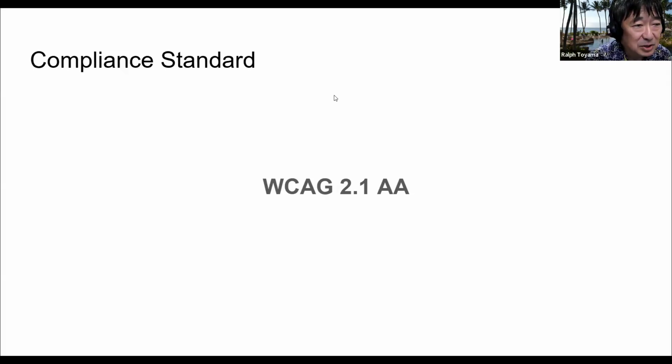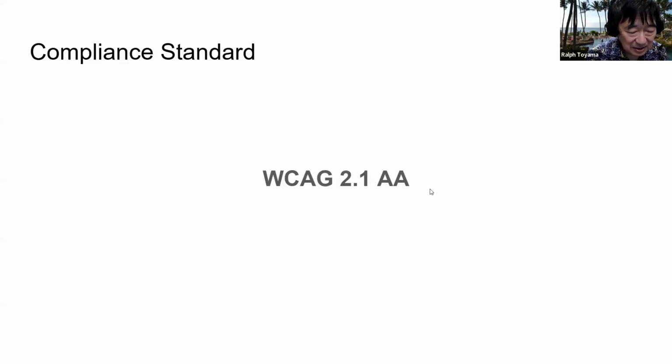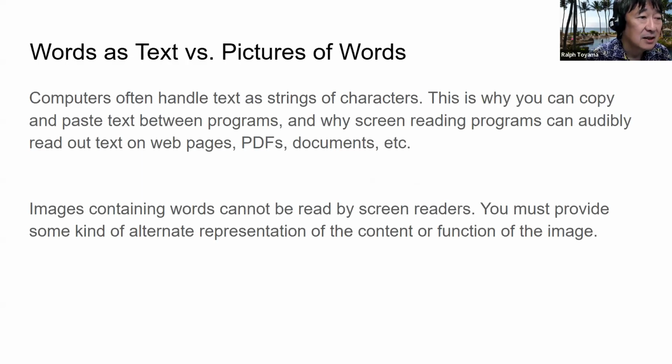And the A, AA, AAA thing is: level A is considered the bare minimum. Double A is acceptable for legal compliance reasons. AAA is even stricter, and if you can achieve AAA, that's even better. You can shoot for it here and there, but double A is what we have to shoot for to be in legal compliance.